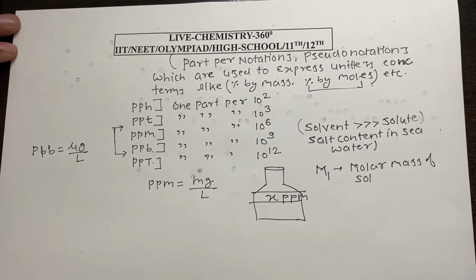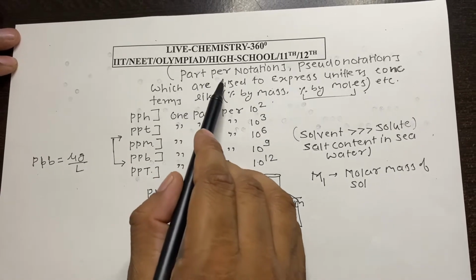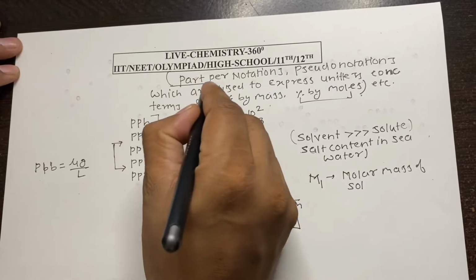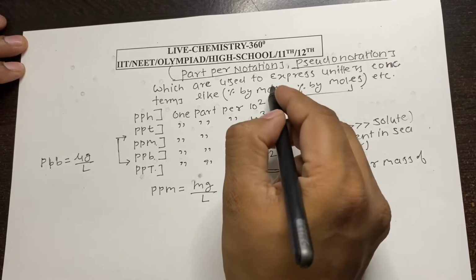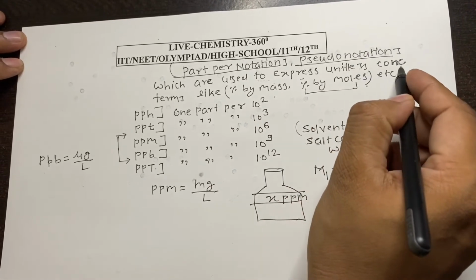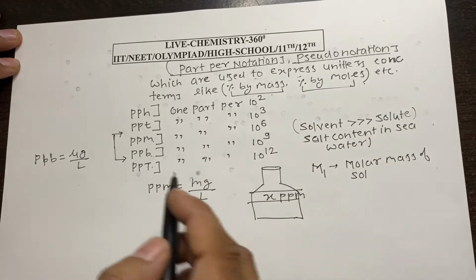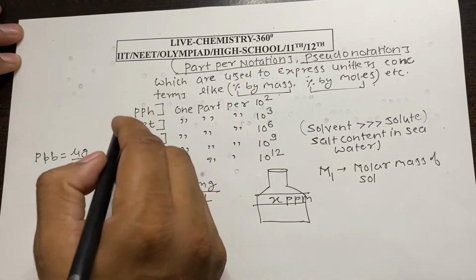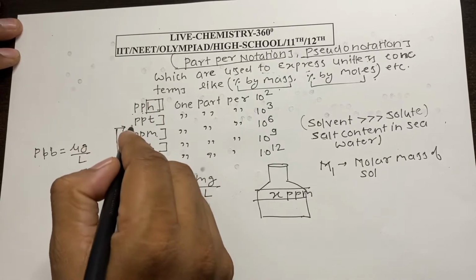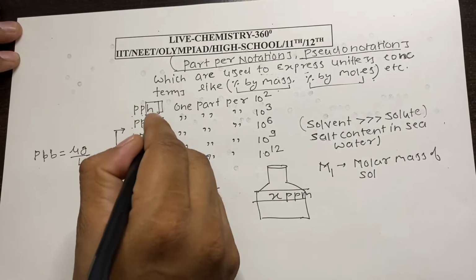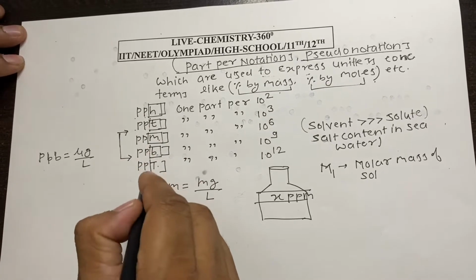Hello students, in this video we will discuss a concentration term called parts per notation. It is to be noted that parts per notation is a pseudo notation used to express unitless quantities like mass fraction or mole fraction. These include pph, which is parts per 100, parts per 1000, parts per million, parts per billion, and parts per trillion.